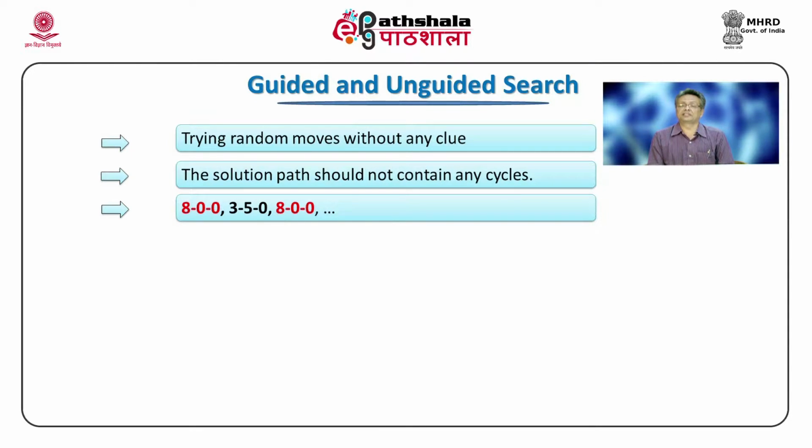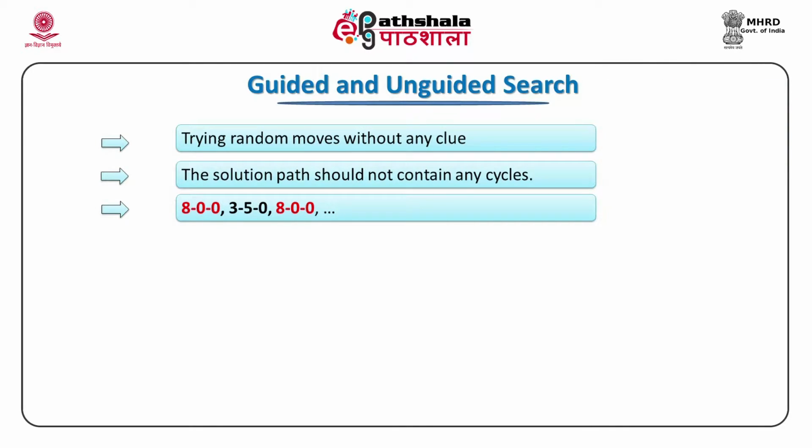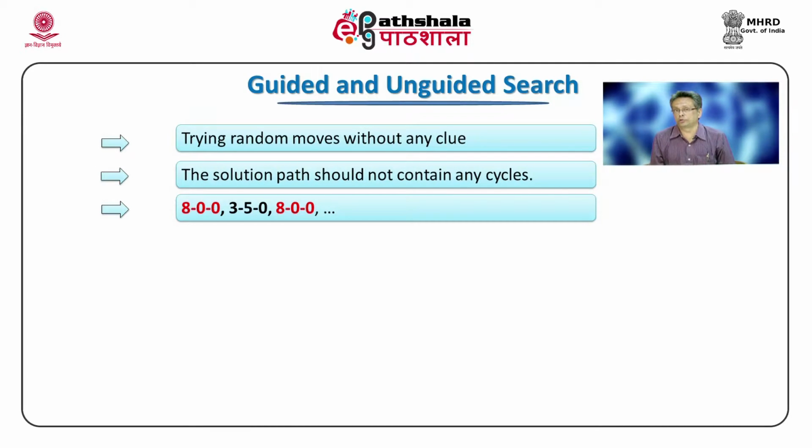If there is a cycle in the solution path, you may not reach a solution, because the cycle may go on forever. You just pour milk from here to here and back, you won't get to a solution, but you won't come to an end either. So that is one thing which we do not want. We do not want any cycles in the solution path. That is the first requirement.